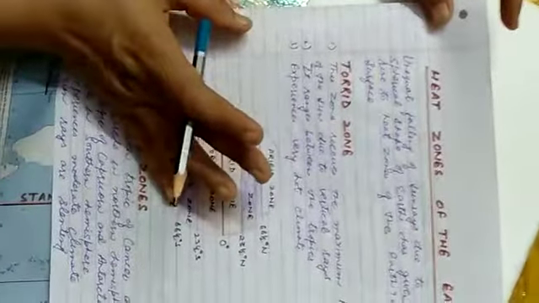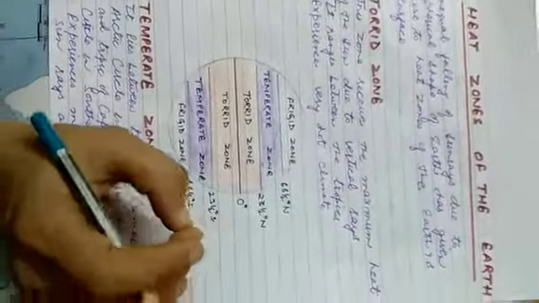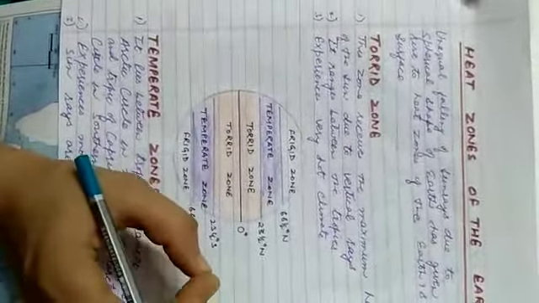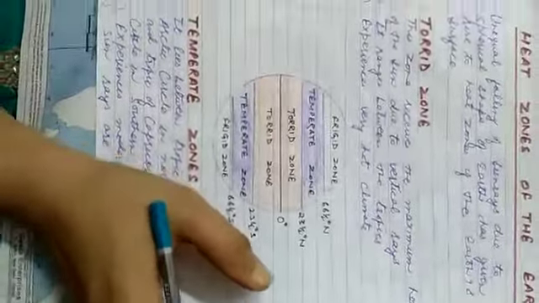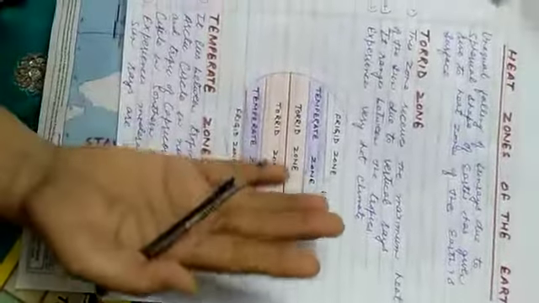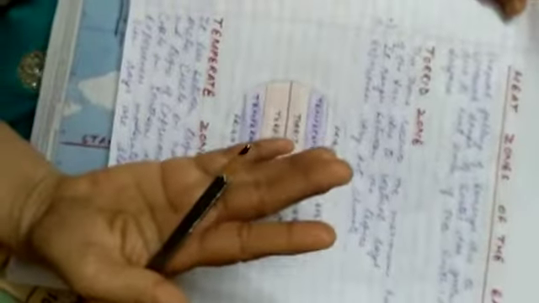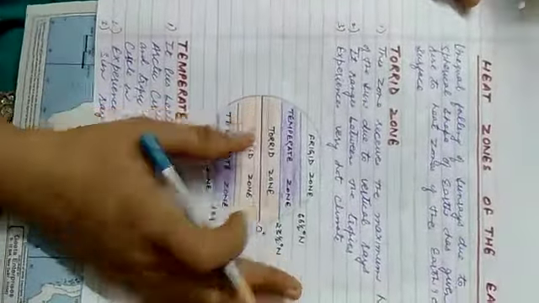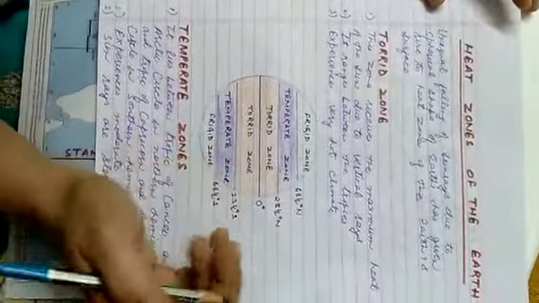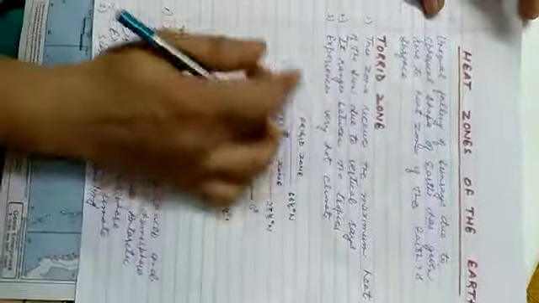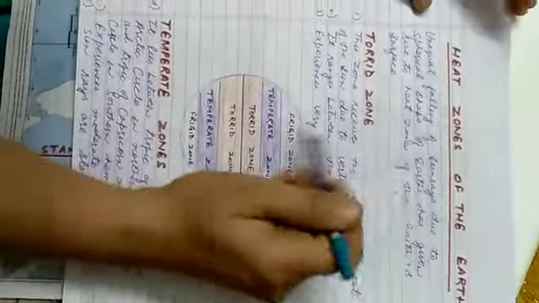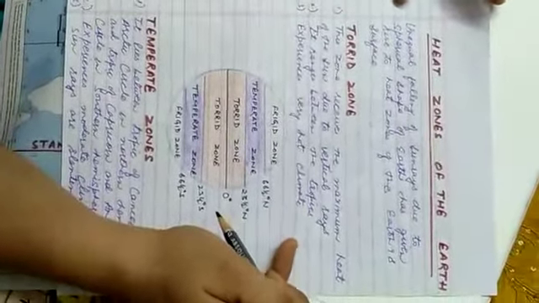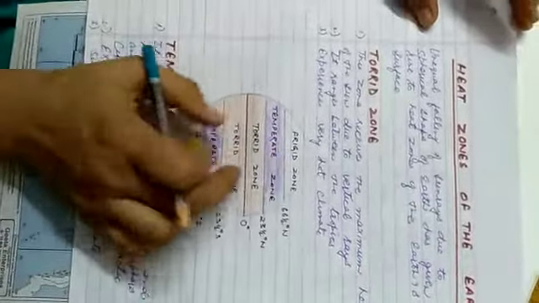Next is heat zones of the earth. In the earlier class, I have just introduced the latitudes, the degree of the latitude, and important latitudes. First, why does this heat zone arise? What is the need of the heat zone? Heat zone arises due to the unequal falling of the sun rays due to the spherical shape of the earth. Our earth is spherical in shape. So the unequal falling of the sun rays has given rise to this heat zone.